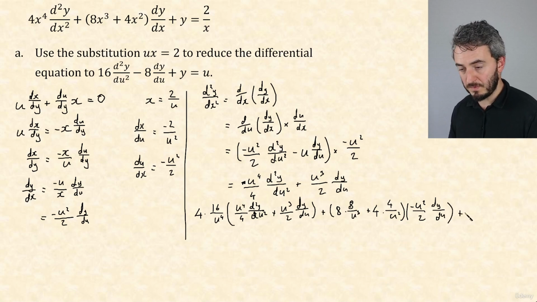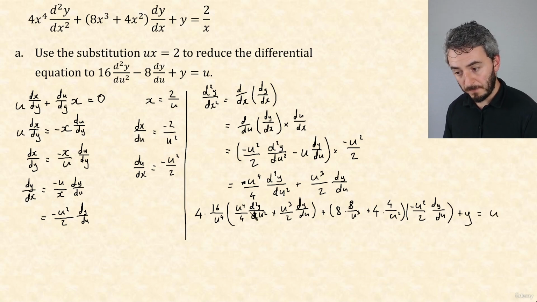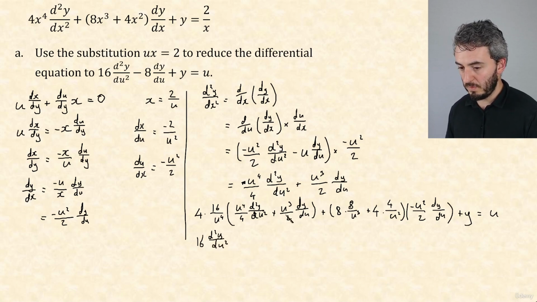Then that's plus y equals 2 over x, but 2 over x is u, so that's u over here. Okay, expanding all of this, what have we got? Well, the 4 here cancels the 4 here, the u to the 4 with the u to the 4, so that is 16 d2y by du squared. Now here we've got 4 over 2 is 2, times 16 is 32, so that's plus 32.